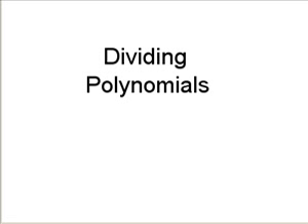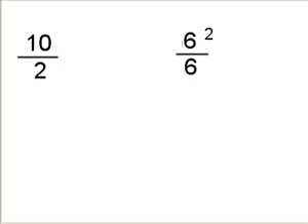Before we start dividing polynomials, I just want to start with a couple of very simple division questions. Here's 10 divided by 2 and 6 squared divided by 6. First of all, let's take a look at 10 divided by 2. It's written as a fraction, but the fraction refers to division. So it's 10 halves, or 10 over 2, which is 10 divided by 2. And when we do this division question, we divide 2 into 10, and that goes 5 times.